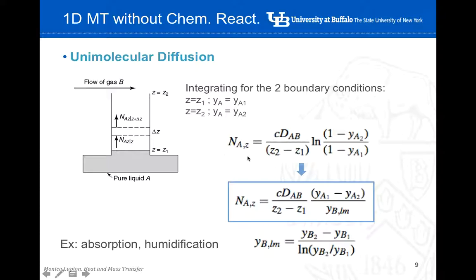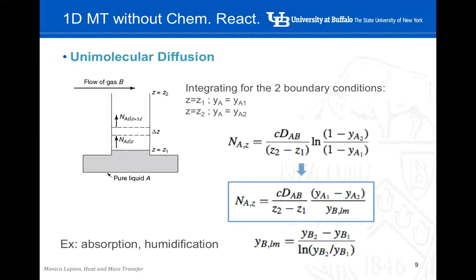So the molar flux depends on the concentration, on the diffusivity or molecular diffusion coefficient, the length of this probe here, and the variation of the molar fractions. If we define the log mean concentration here and play around with this equation, we can get to this equation boxed in blue, which is the general equation for unimolecular diffusion.